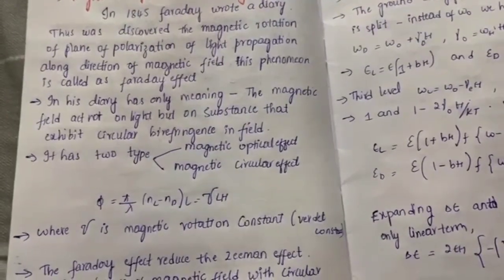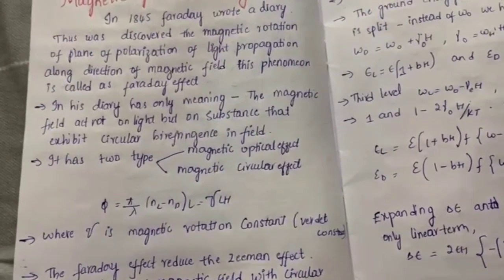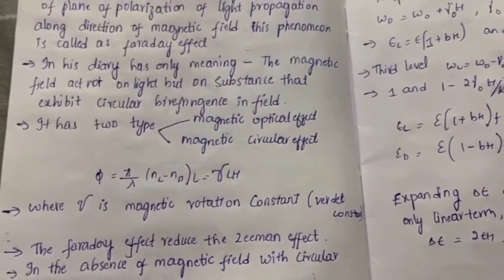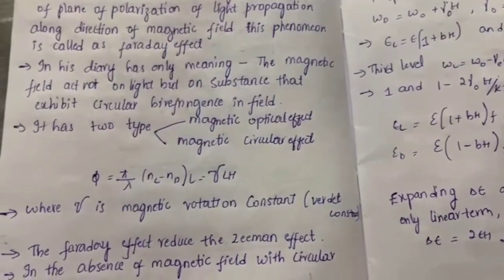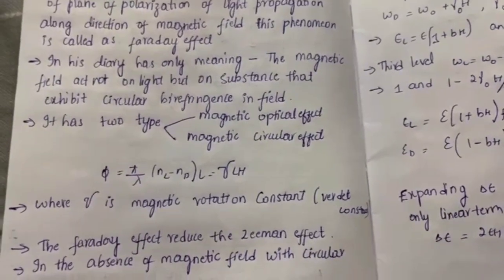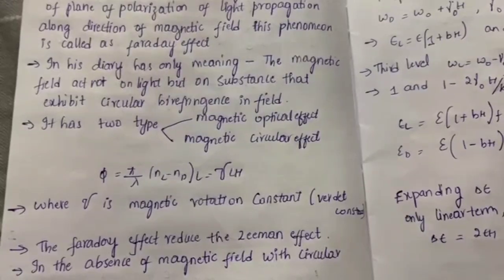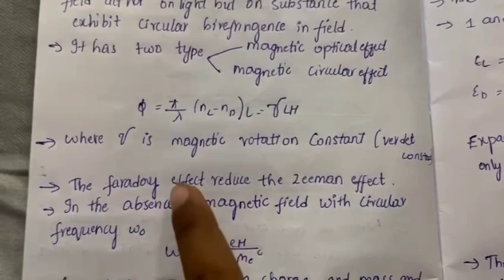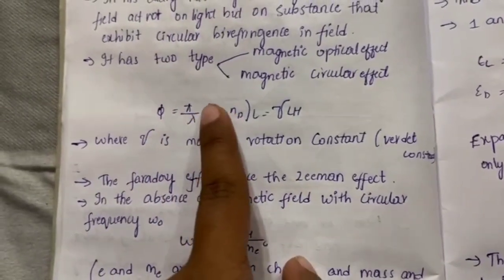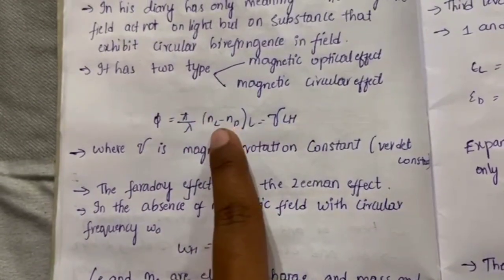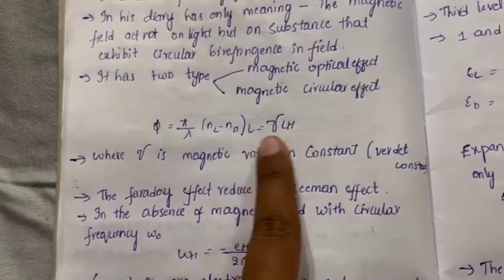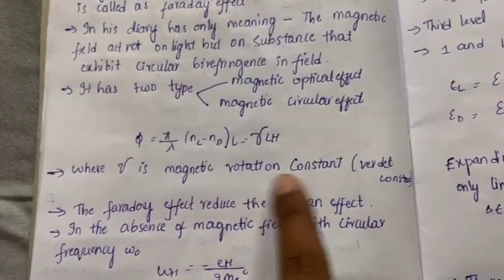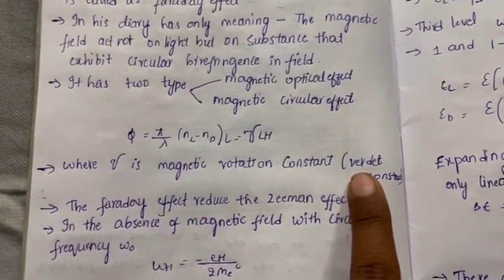In his diary, the meaning is that the magnetic field acts not on light but on substance that exhibits circular birefringence in the field. It has two types. The first one is the magnetic optical effect and the next one is the magnetic circular effect. So this is the formula. Alpha is equal to pi by lambda and L minus Nd into L is equal to the constant L H, where this is a constant of the magnetic rotation. This is also called the Verdet constant.